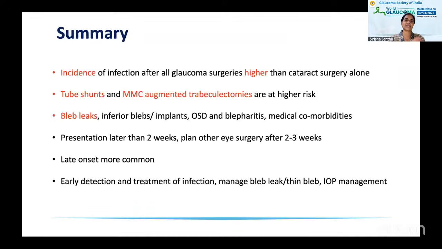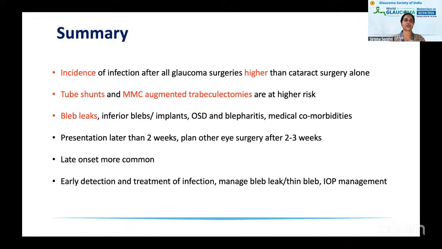So to summarize, the incidence of infection following glaucoma surgeries is far higher compared to cataract extraction. Tube shunts and mitomycin augmented trabeculectomies have a higher risk, and the rest of the risk factors, as we just mentioned. Bleb leak and thin cystic blebs are, of course, of more risk compared to the other risk factors that we see. Older patients are more commonly affected. Presence of ocular surface disease or lid-related infections can predispose them to blebitis and bleb-related endophthalmitis.